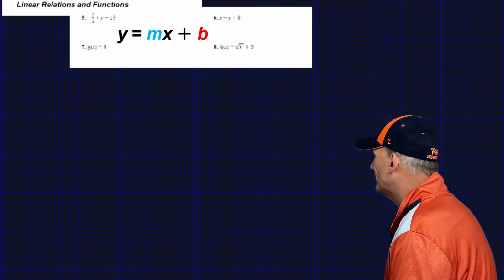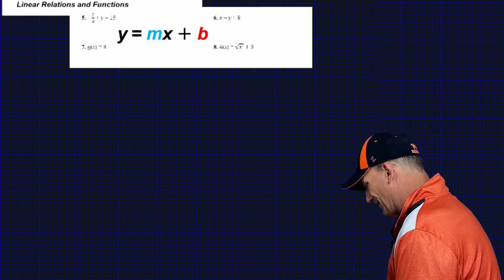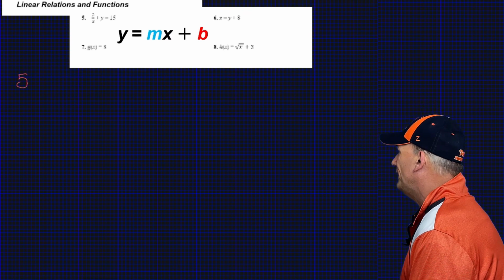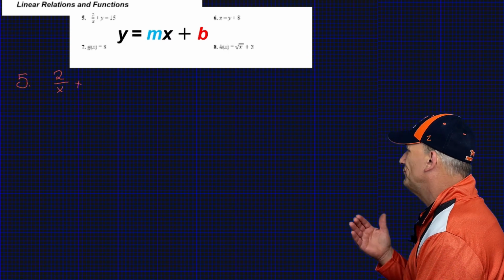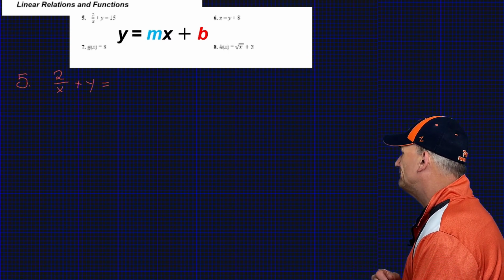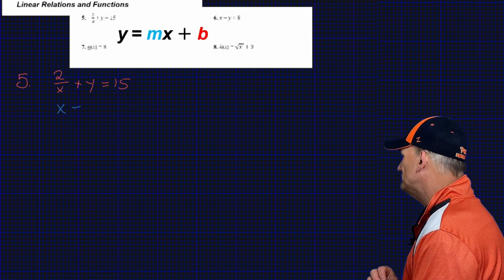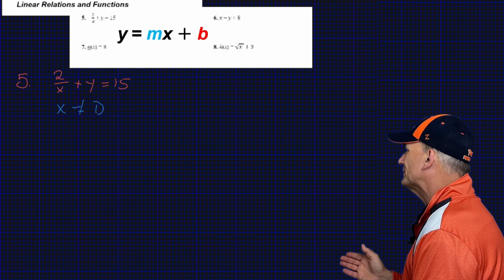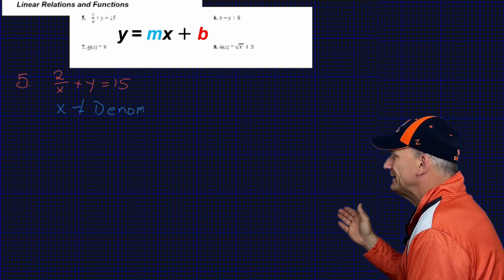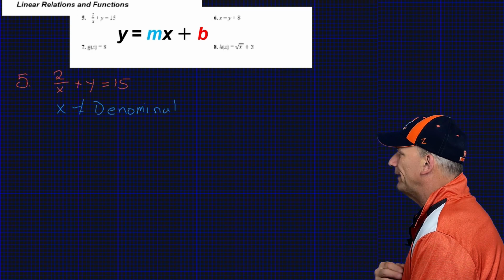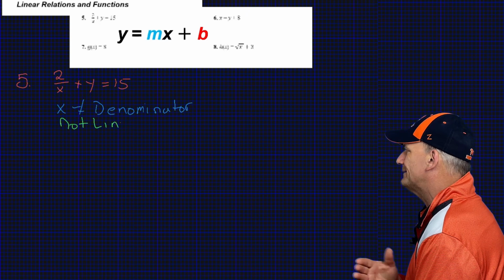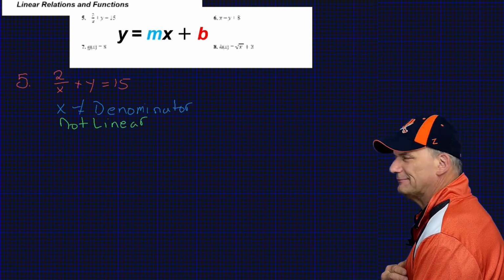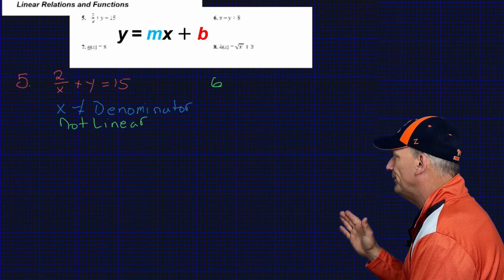All right, here we go. Keep going. All right, so let's take a look at this. So can we write this in slope-intercept form? Well, you have 2 over x, right, plus y equals 15. Well, for this to be slope-intercept form, what are you going to do? You can't have the x as a denominator for slope-intercept. If I just rearranged it and subtracted 2 over x, that's not linear, okay? It has to be in the slope-intercept form.